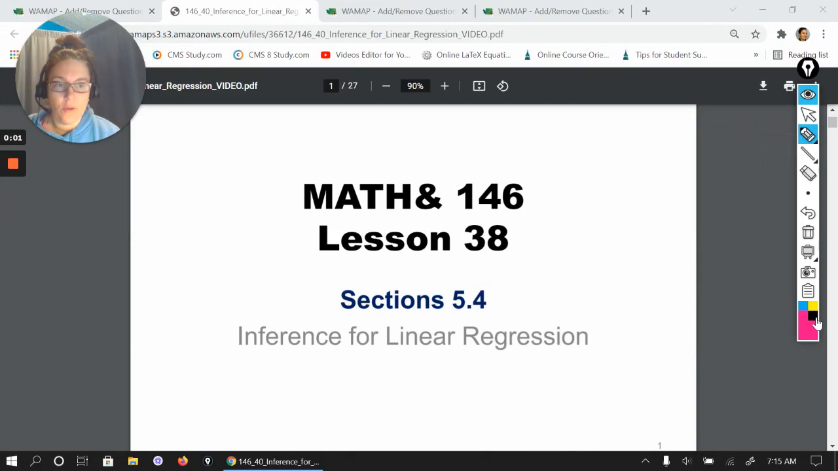Welcome to lesson 40. Yes, this is a typo, so make sure to change this slide to say lesson 40. So in this lesson we will be covering section 5.4 about inference for linear regression. You are encouraged to read pages 238 to 243 in the textbook.